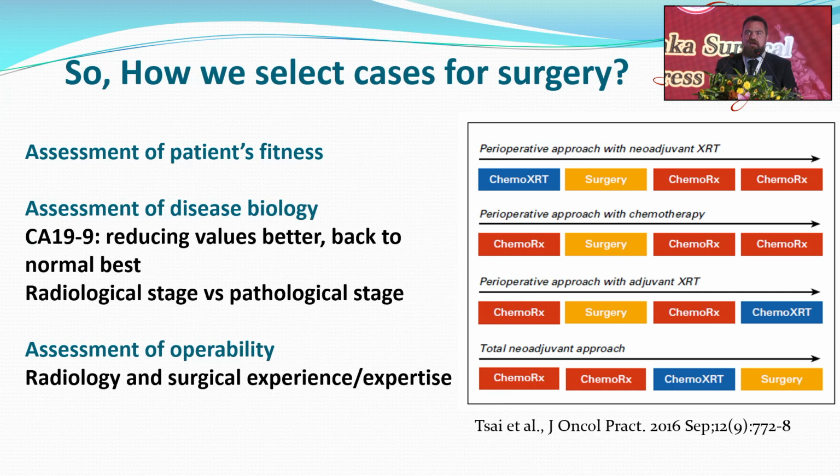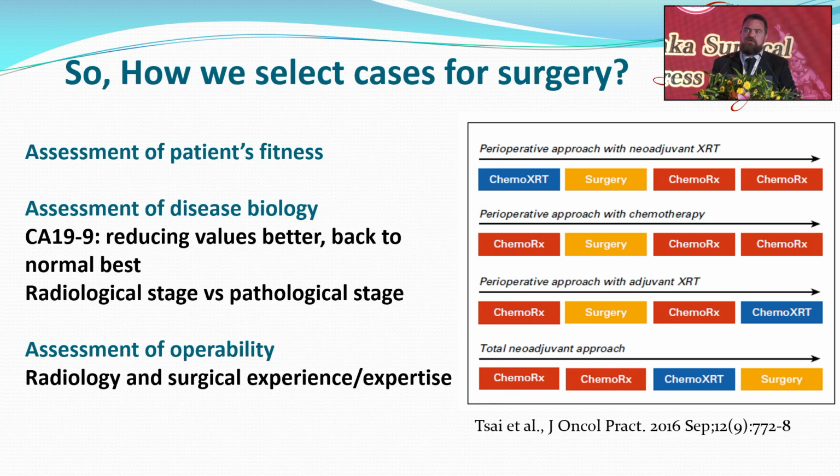So how do we select the cases? We select the cases through the neoadjuvant treatment pathway. On the right side of the slide, you can see the various ways of delivering this pathway, whether it is chemotherapy only or chemotherapy followed by chemoradiotherapy. We can do it as a sandwich around the surgery or all up front as a total neoadjuvant approach. And then we select the patient and the disease. So patient selection is based on every unit's different protocols. I won't go into all that.